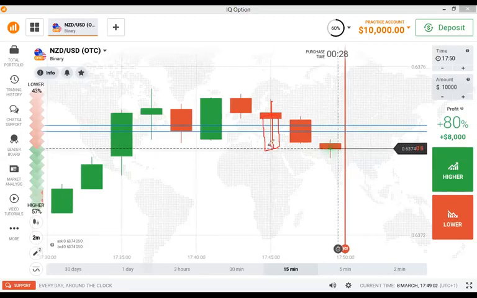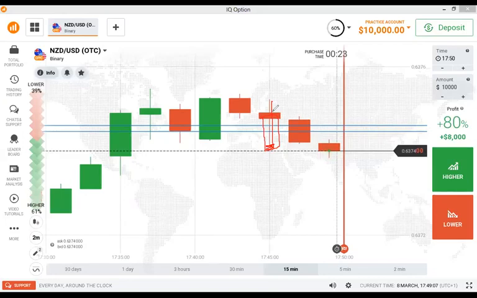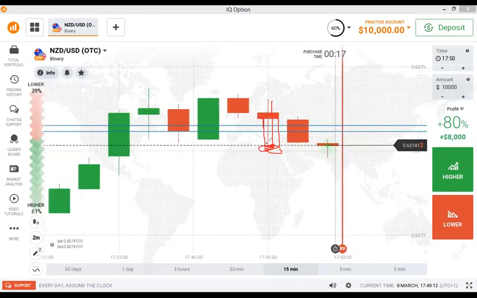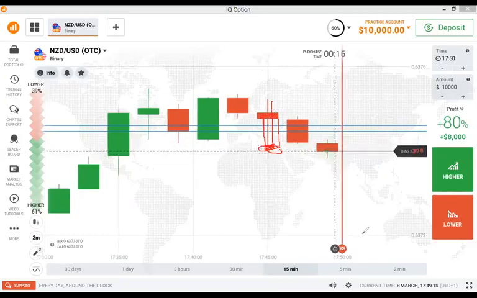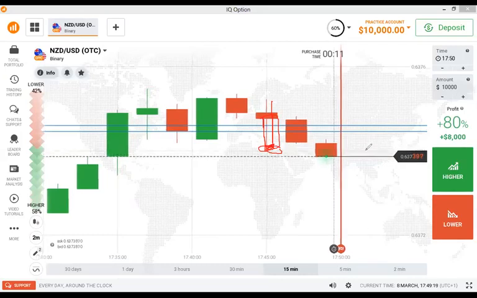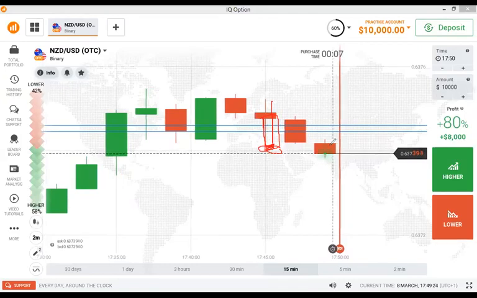But on reaching this point here, the buyers reject the market. See that there are some buyers at this area. Okay, where it breaks and where it continues.